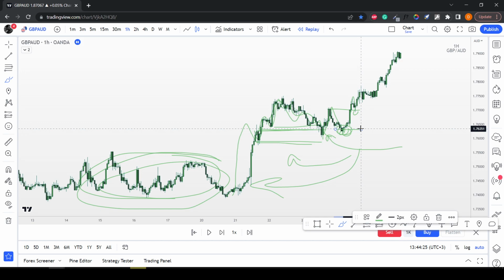Again, this was a quick analysis. Refer to my USD CAD analysis for more information.